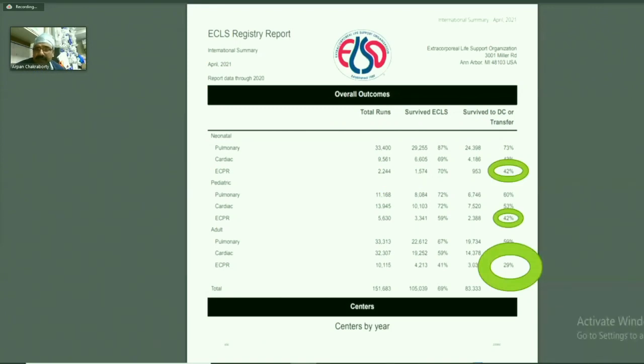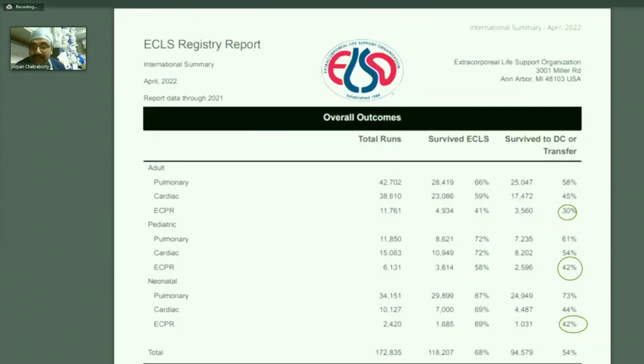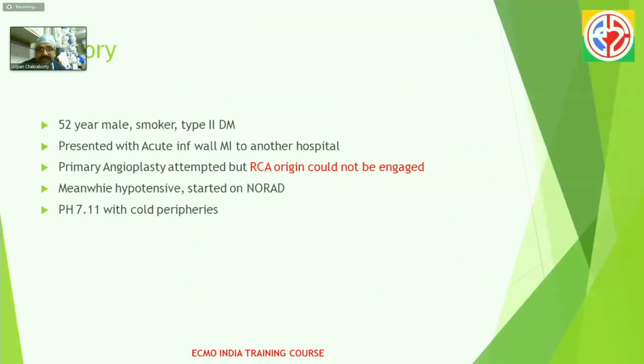This is the data of April 2021, where you can see the adult ECPR survival compared by ELSO is 29%, with neonatal and pediatric exactly 42%. And this is April 2022, where adult has gone to 30%, and the rest is again 42%. So the ECPR results are in between around 25 to 30%. It is all over the world and is as per the ELSO registry.